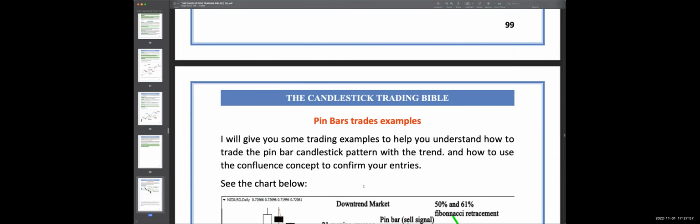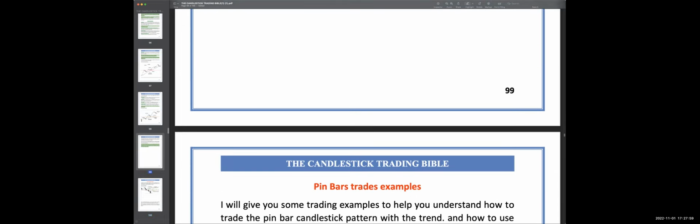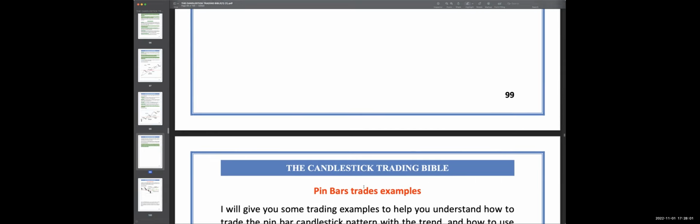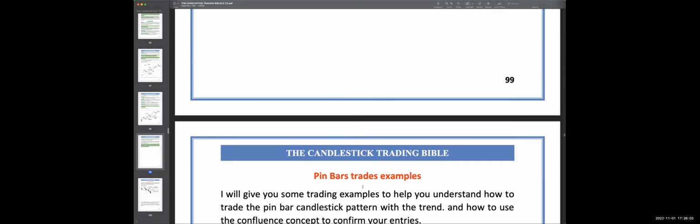Okay, so this is what pin bar trade examples look like. Okay, when we resume, we're going to resume from page 100. I feel like with the fibs, I'll explain the fibs on the next session when I come through. Before we start, I'll just start with the Fibonacci retracement tool, so that I can properly explain it as the video starts and you guys can understand how to use it.